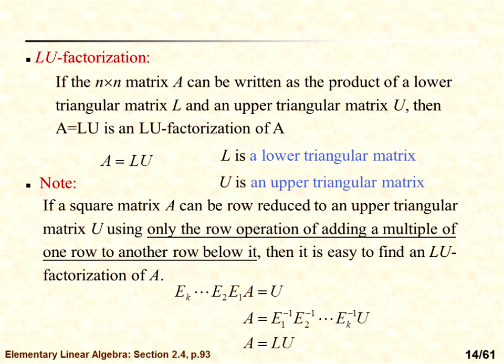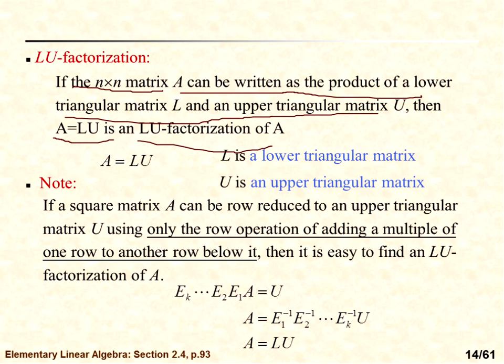Now we come to our main topic, that is LU factorization. As I told you in the face-to-face class, there are three types of decomposition. The first one is called the LU decomposition, and the second is called the power method decomposition. First, what is LU decomposition? If we have an n cross n matrix A that can be written as a product of a lower triangular matrix L and an upper triangular matrix U, then A is equal to LU is an LU factorization, where L is the lower triangular matrix and U is the upper triangular matrix.